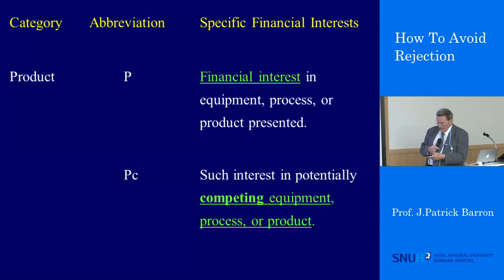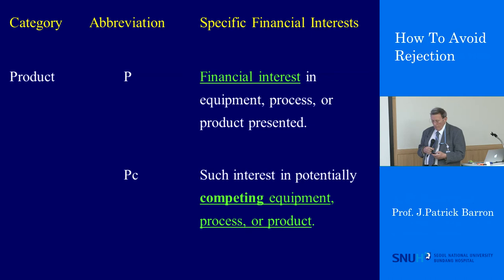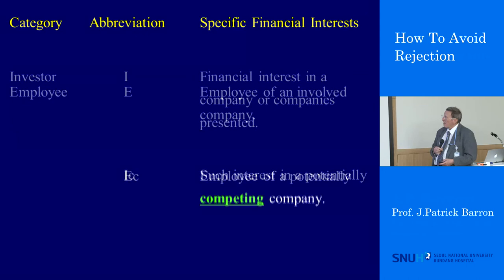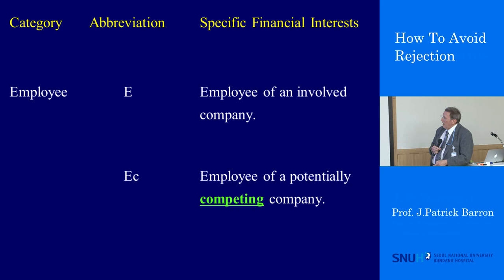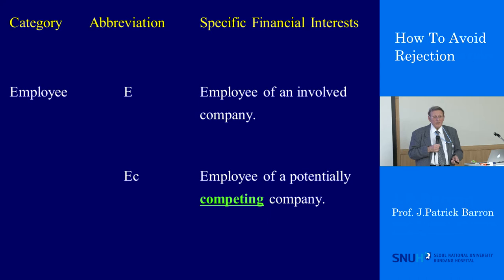Okay, so here you have financial interest in process or product, capital P. Potential competing equipment, C is for competing, PC. So this is if you get benefit from the manufacturer of equipment used in your paper, or if you have an interest in a competing product. It's employee of a potentially competing company. So again, yesterday there was a question: how about if one of the authors is an employee of the company and they say that there is no conflict of interest? And as I said, that's impossible. There must be conflict of interest. Unless the guy is working for free, no salary, then maybe okay. But that is very unusual.